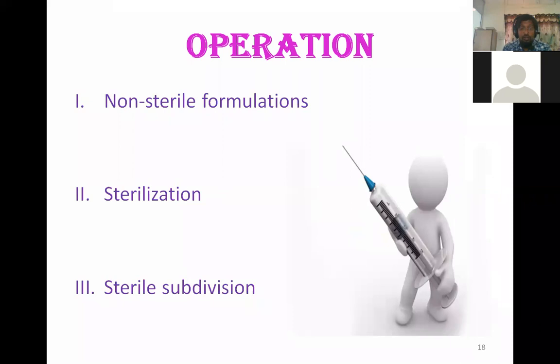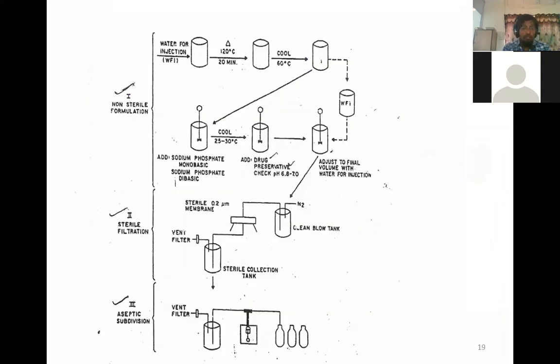Then coming to operations, non-sterile formulations, sterilization, then sterile subdivision is there. You can see clearly in this flow chart. I'll try to show you with the marker how the formulation is done. Guys, check it carefully. See what's going to happen. So you can see first non-sterile formulation, you will take water for injection here, and then you will heat it at 120 degrees centigrade for 20 minutes. Then you will cool it down back to 60 degrees centigrade.